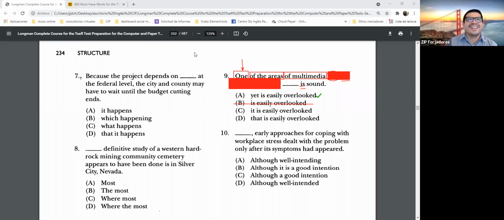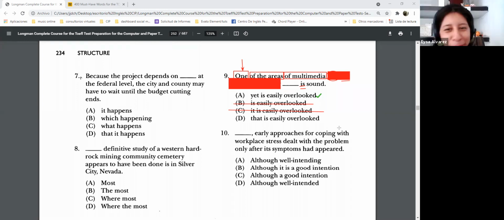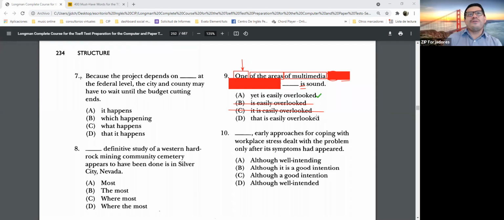Okay, let's go with letter C. Letter C cannot be because we have a subject and verb, and yes, it's another clause, but we need a connector. So it cannot be, because we need a connector if we choose that. Do you understand it? A little bit. About letter C, I know that. Yes, we have "it" and we have a double subject. But I'm not sure.